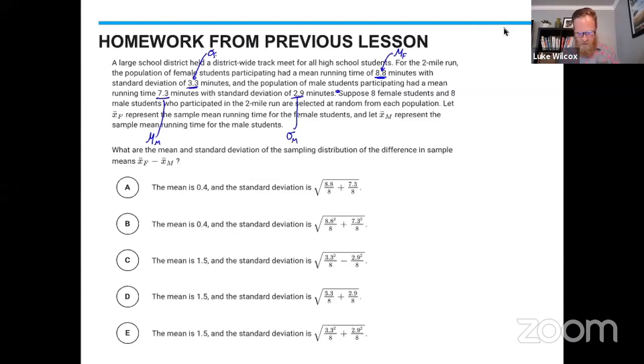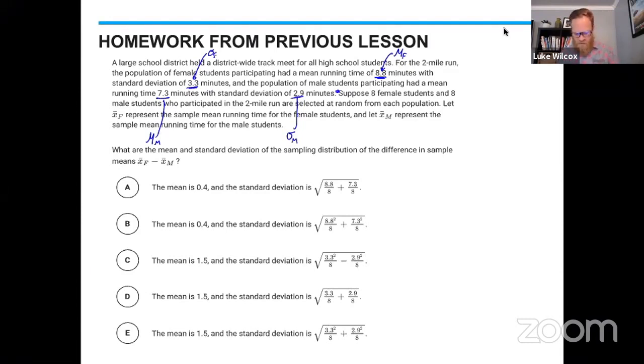Now it says, suppose 8 female students and 8 male students who participated in the 2-mile run are selected at random from each population. Let X bar sub F represent the sample mean running time for the female students, and X bar sub M represent the sample mean running time for the male students. So here's the question. What are the mean and the standard deviation of the sampling distribution of the difference in sample means? We know right away that we are in the world of means instead of the world of proportions. And it is also very clear here that this is a 2-sample problem rather than a 1-sample problem.